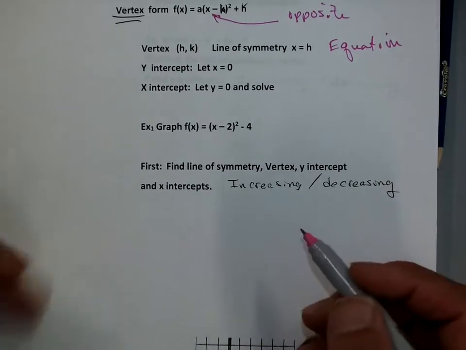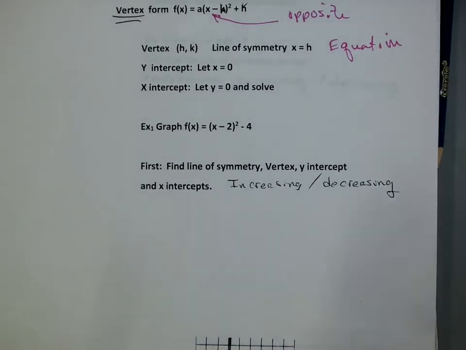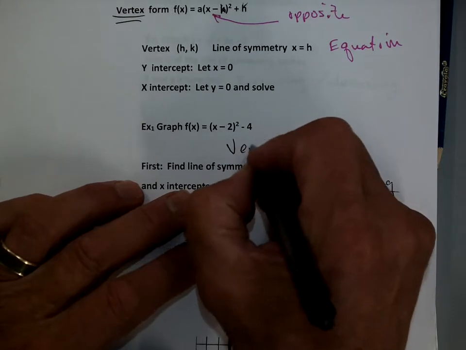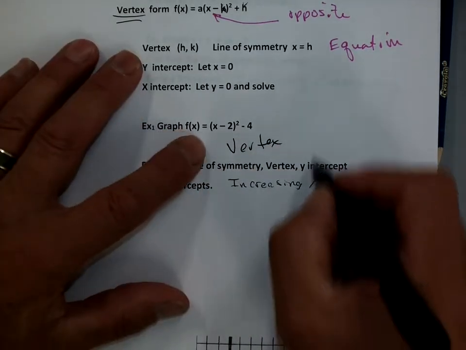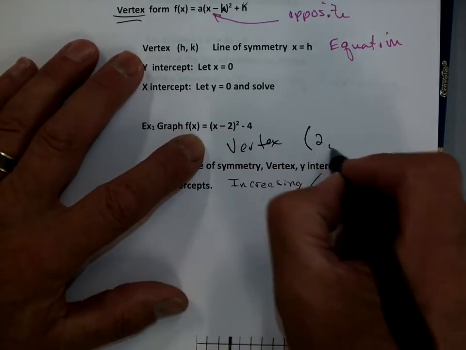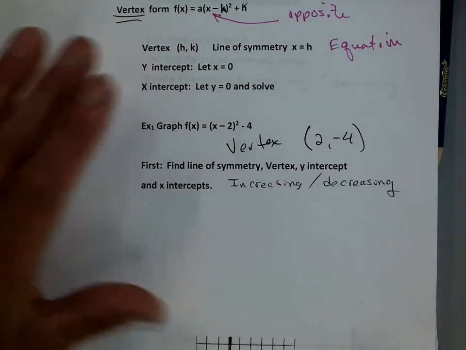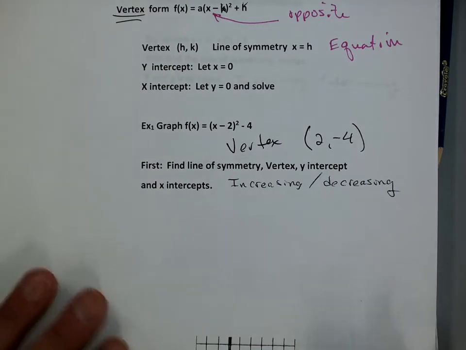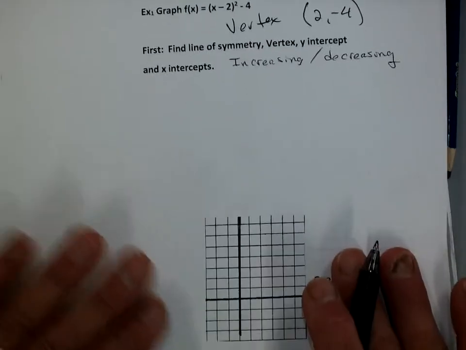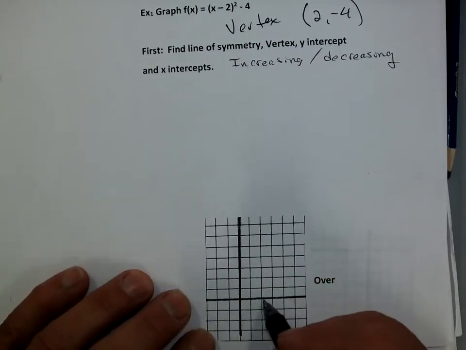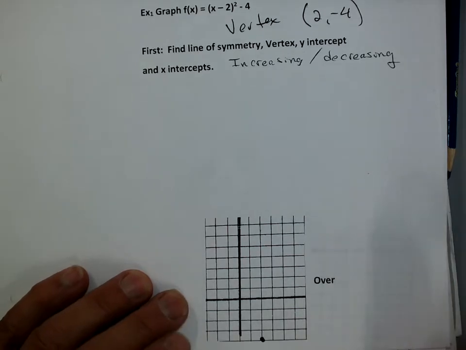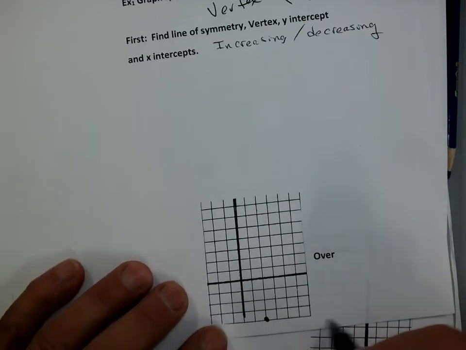So let's do example 1. Graph. First of all, what I'm going to do is go straight for the vertex. Now the vertex is at positive 2, and the opposite of positive 2 is negative 4. I know that. So if I go to my graph and I graph 2, negative 4, my vertex is there.